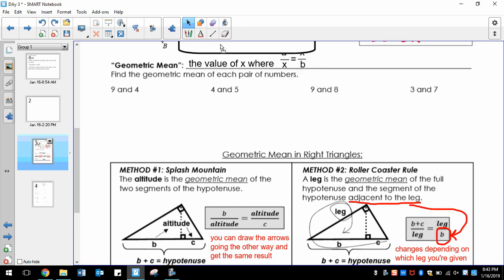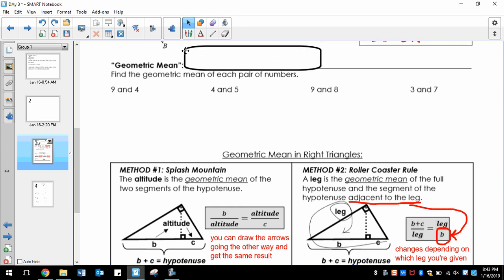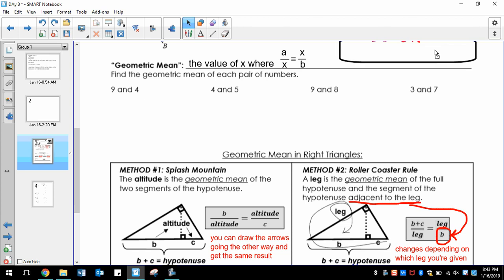So the definition of a geometric mean. The geometric mean is the value of x where a over x is equal to x over b. So this is a formula you have to remember. This is the formula for finding the geometric mean. If you remember from day 2, the mean in general for a proportion is in this position and this position. We call those the means.